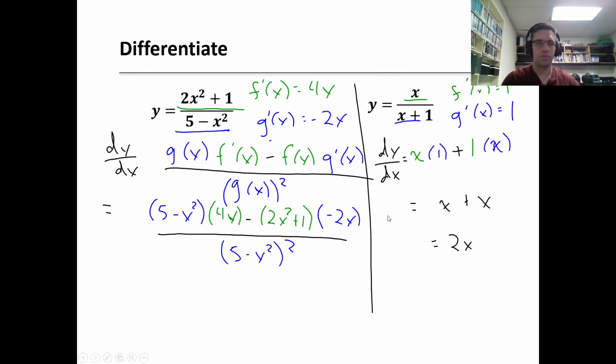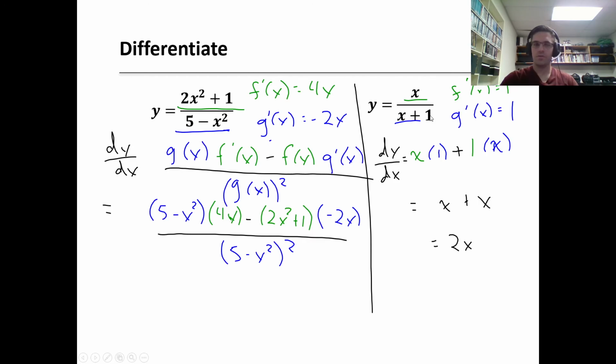All right, here are two examples using the quotient rule. Remember, the rule is low d high minus high d low divided by low squared. My high function is 2x squared plus 1. My low function is 5 minus x squared. If I take the derivative of each of those, f prime would be 4x on top, and g prime on the bottom is negative 2x. So low d high would be 5 minus x squared times 4x, minus high d low. High is 2x squared plus 1, and the derivative of the bottom is negative 2x. And then it's all over low squared. So low is 5 minus x squared, so we go 5 minus x squared, quantity squared.